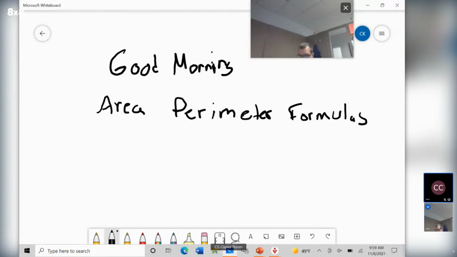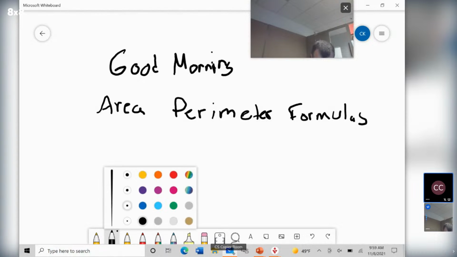So today, if you look up here, we're going to work on area and perimeter formulas. We've done circles and triangles. So now we're going to work on just some quadrilaterals. And I think if you go back, I think it was last week or the week before, we identified the different types of quadrilaterals. So the first one we're going to start is the rectangle. Most of you guys are probably familiar with the rectangle.